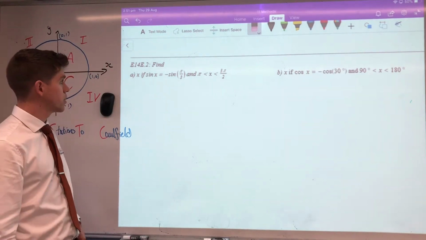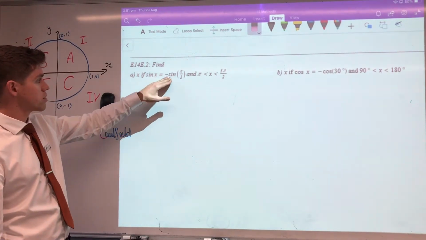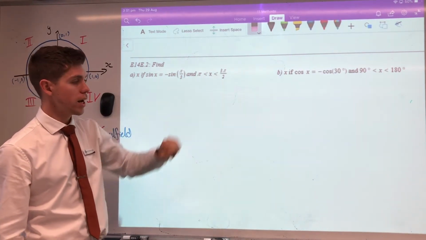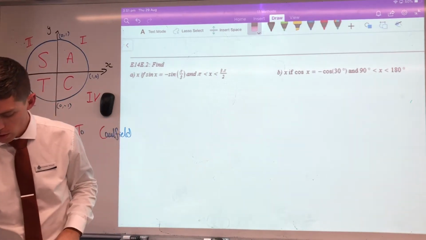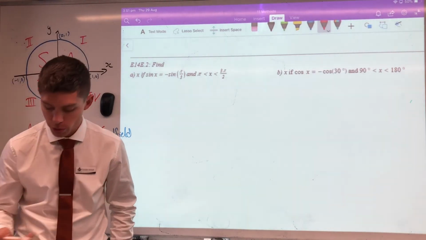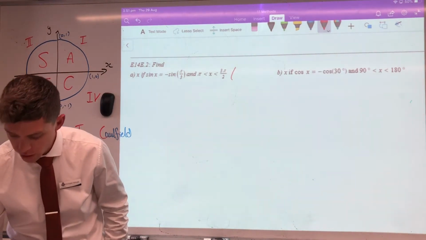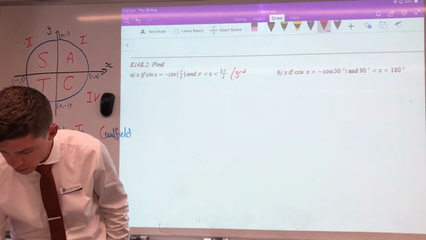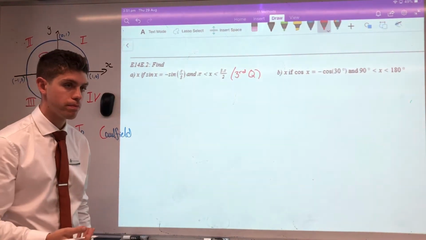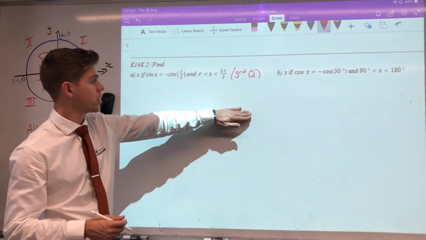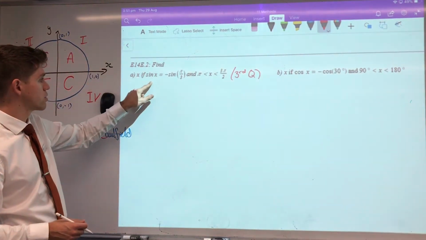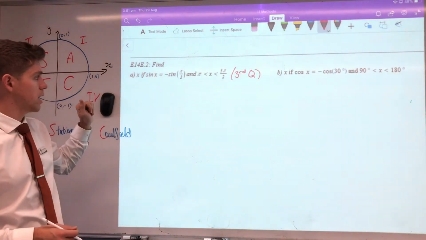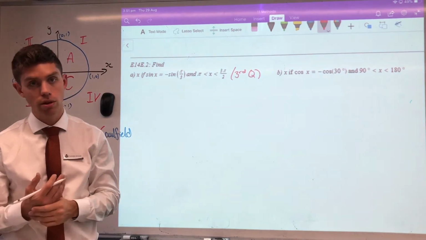All right, let's look at the second example here. Find x if sine x equals negative sine pi over 3, and where the angle x is between pi and 3 pi on 2. So, first of all, let's determine what quadrant we're in. The angle is greater than pi, so we are in the third quadrant. Why do we do that? Once we've identified which quadrant we're in, we can come up with an alternative version of this if it is negative in those quadrants.